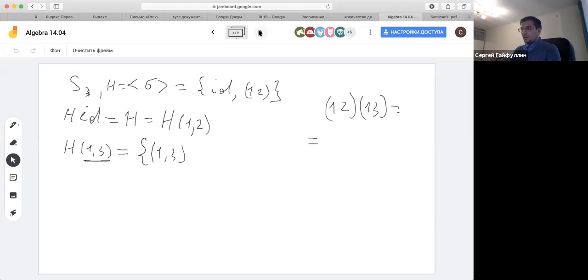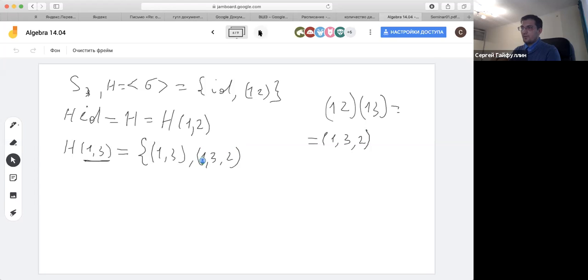On the right, 1 goes... on the left permutation, 3 stays. So 1 goes to 3. On the right permutation, 3 goes to 1, and then 1 goes to 2. So 3 goes to 2, and 2 stays in the right permutation, and then goes to 1. The circle is over. So 1, 3, 2.